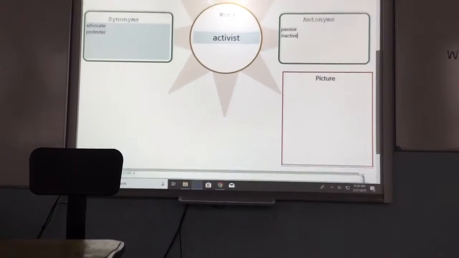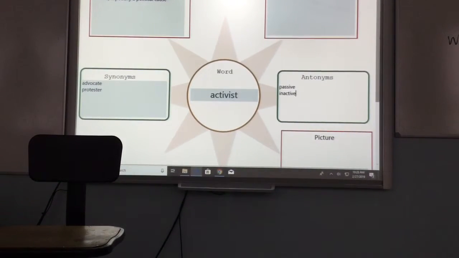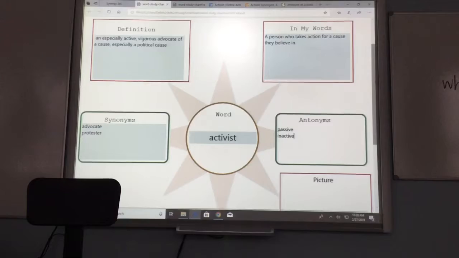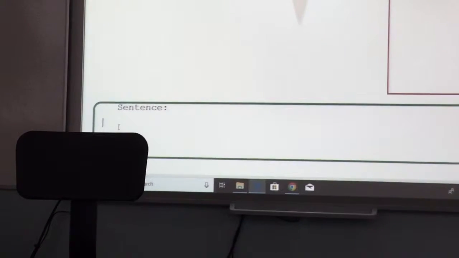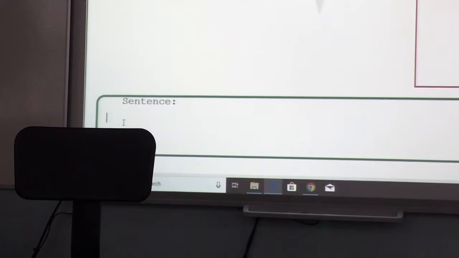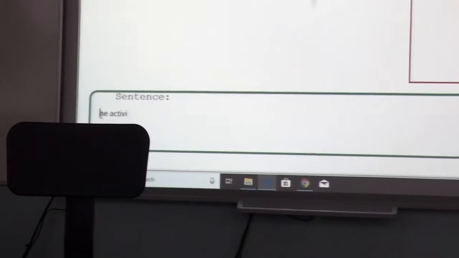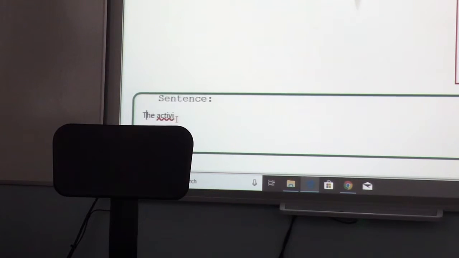So understanding this, we are going to do a sentence. We're going to look at our definition: a person who takes action for a cause they believe in. An advocate or a protester is a synonym, okay? And I'm going to devise a sentence. So I am going to say, the activist attended the protest for better water quality.